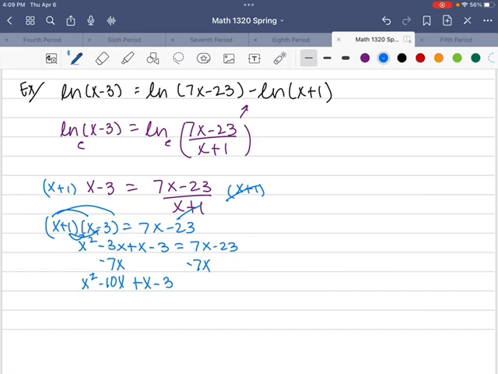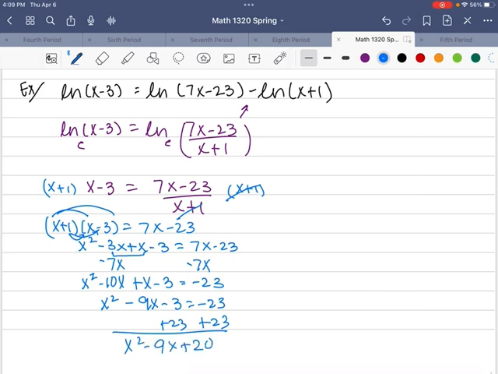Oh, I didn't combine these like terms. Sorry, I feel like I'm just messing up today. So I'm going to combine those now here. I'm going to move the 23 over. And I get this. Okay, so from here we're going to factor it, equals 0, because there's nothing left.